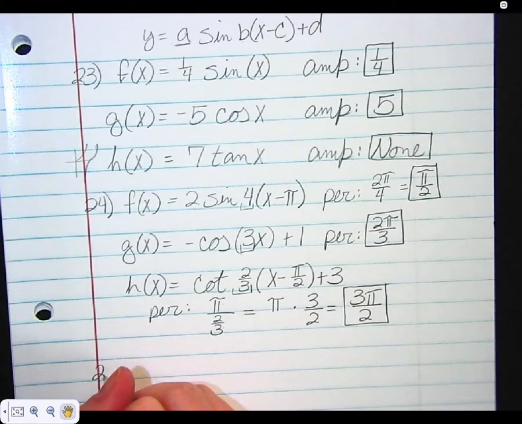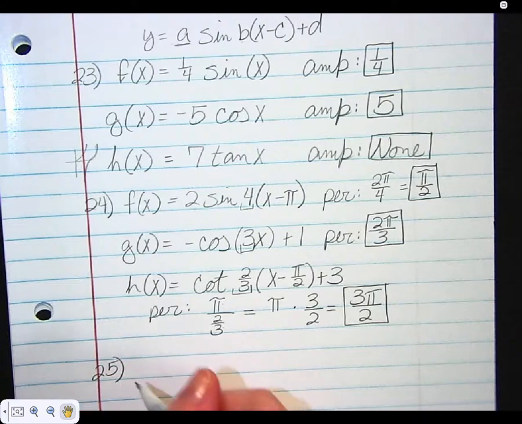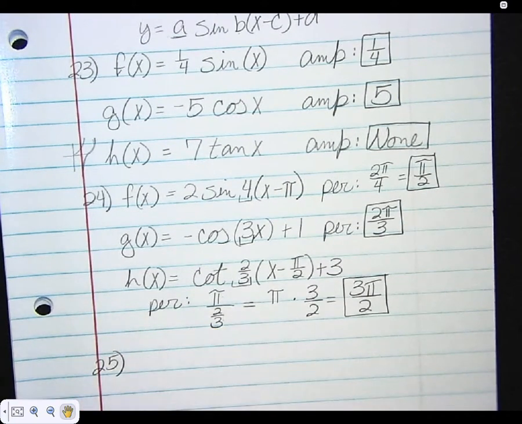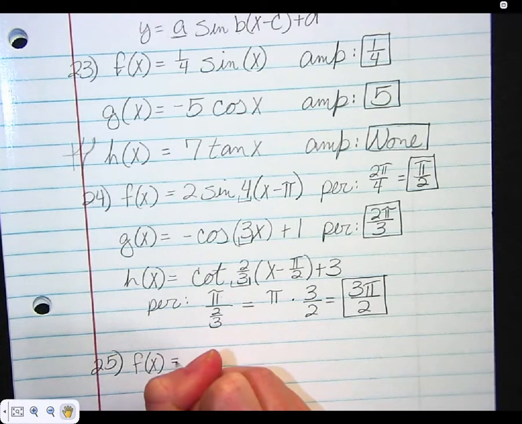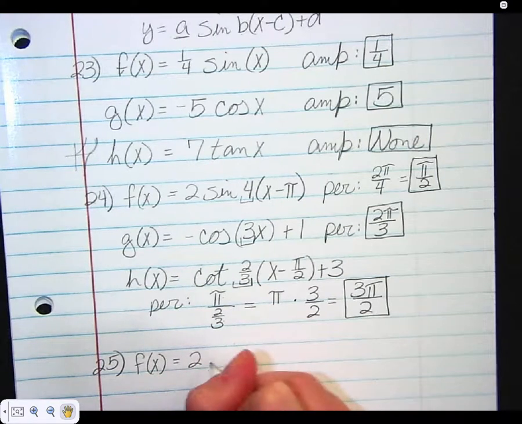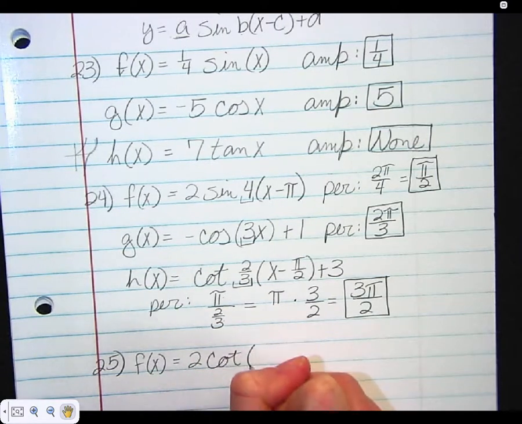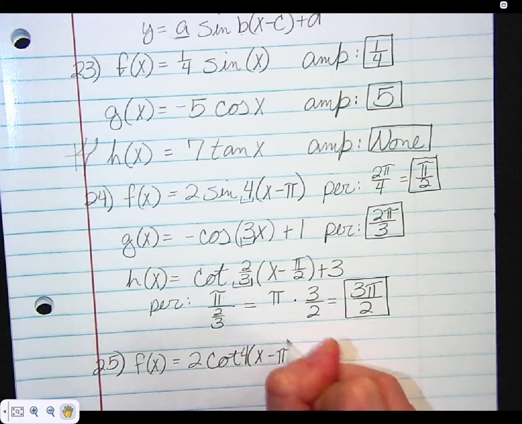And then our last question for this video, and the next one we'll get into more graphing information, turn the page, is asking me about the phase shift of each one of these. So let me start with f of x. And so f of x, we're talking about 2 cotangent of 4x minus pi right there.